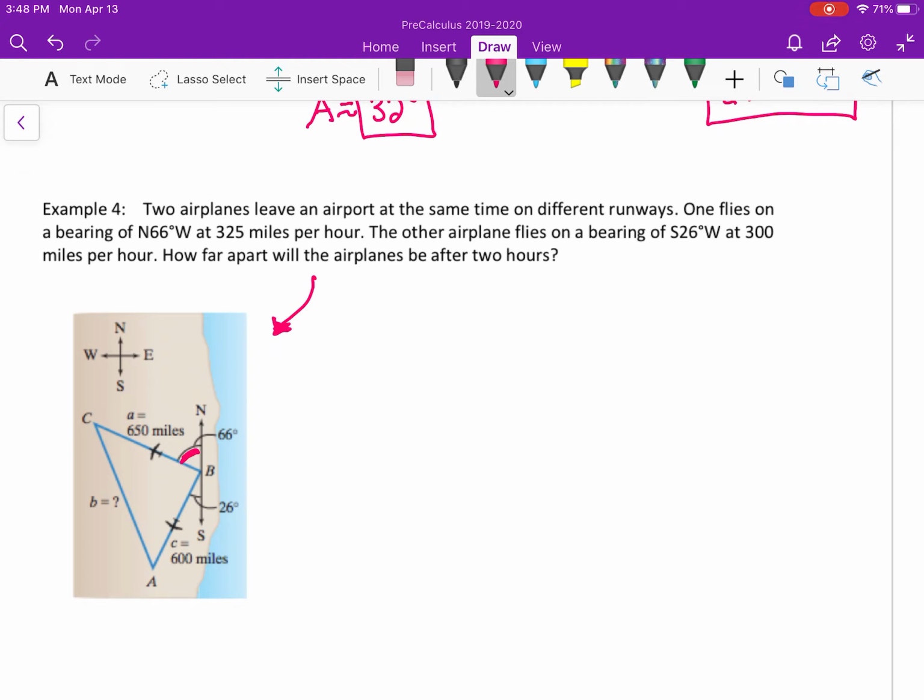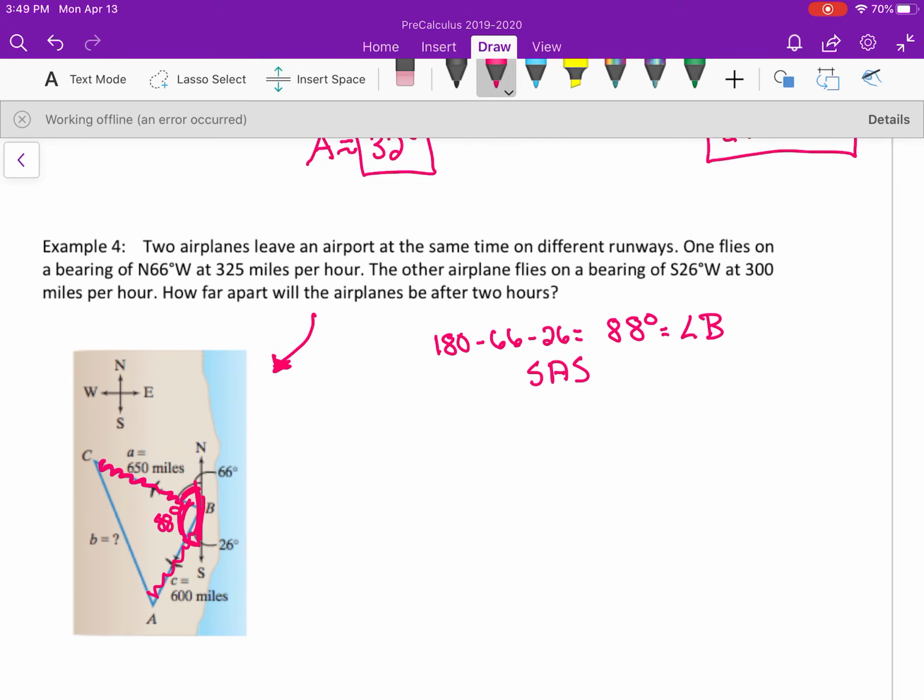If we know that this is 66 degrees and we know this is 26 degrees and this is a straight line, we can figure out angle B quite easily. It's just 180 minus 66 minus 26, and that equals 88 degrees, which equals angle B. All right, so looking at what we have: side, angle. We just found out that that's 88. And then we have this side. So we have a side-angle-side triangle.